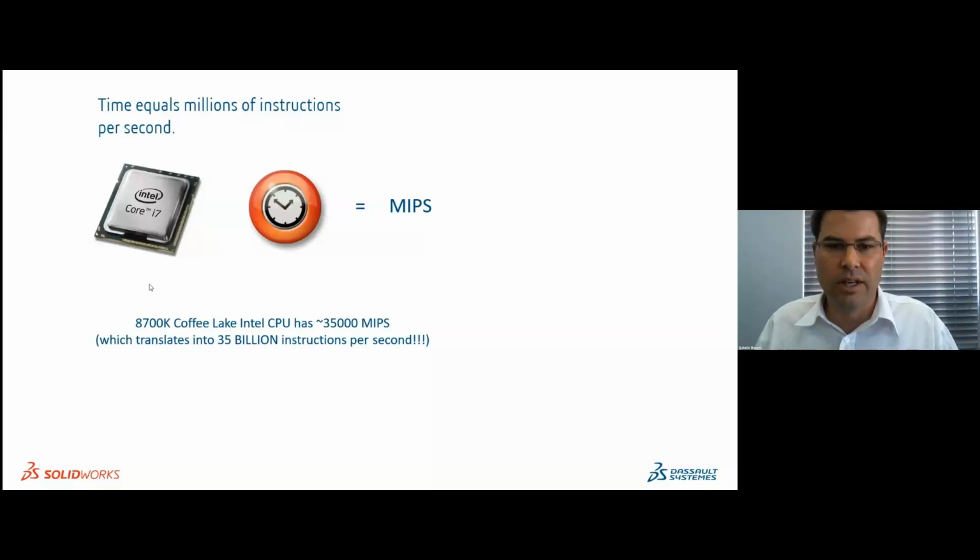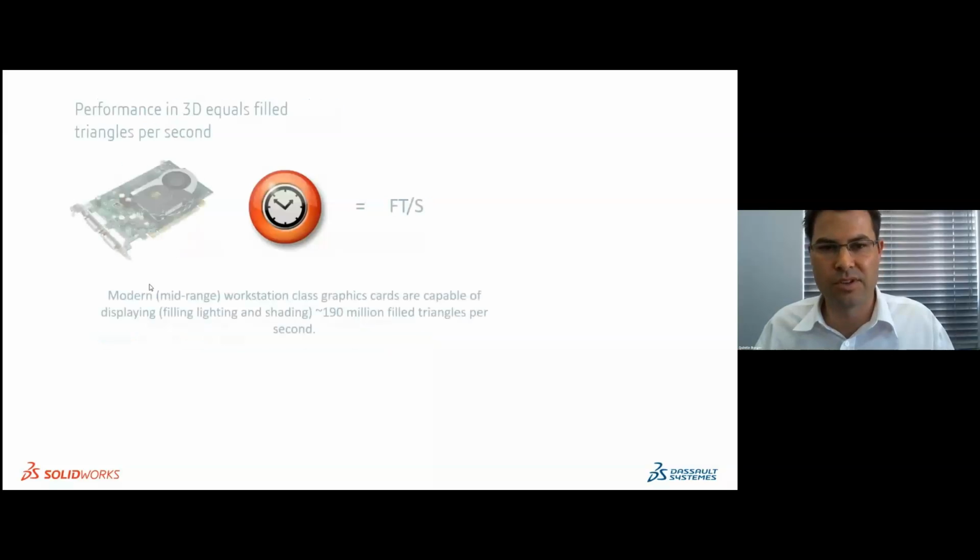If you look at this Intel, for example, Intel has got these strange names, Coffee Lake. This Intel CPU has got 35,000 million instructions per second. That's 35 billion instructions per second. It's kind of mind-blowing how fast these processors are.